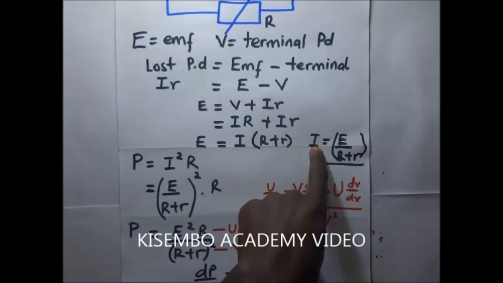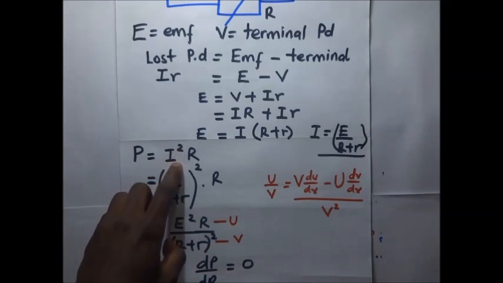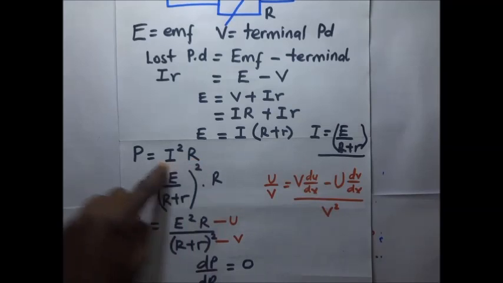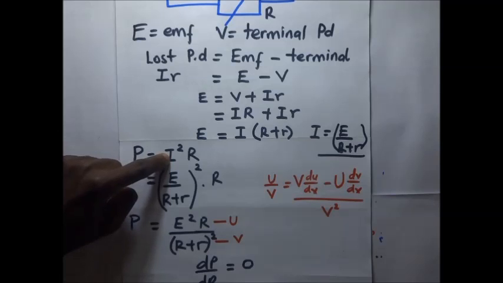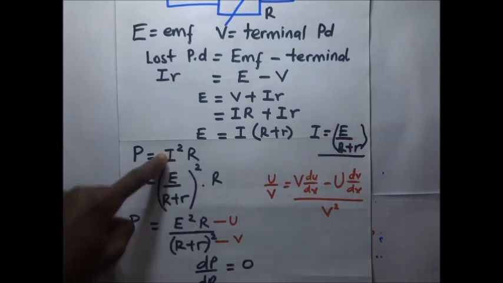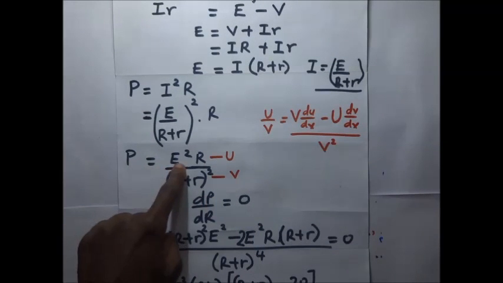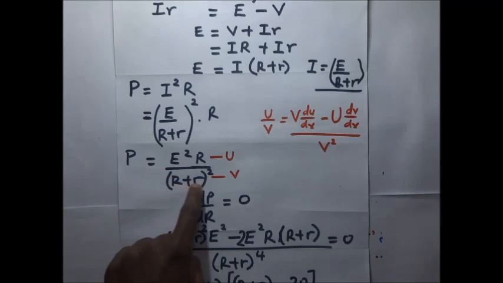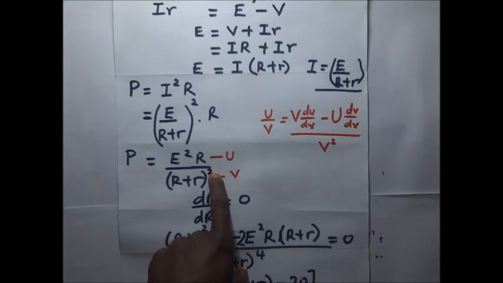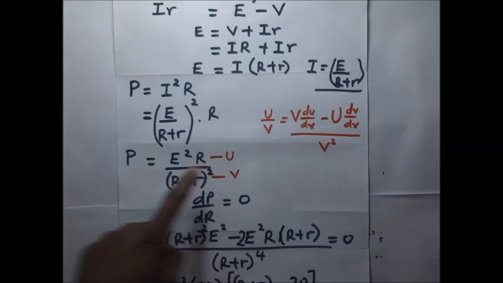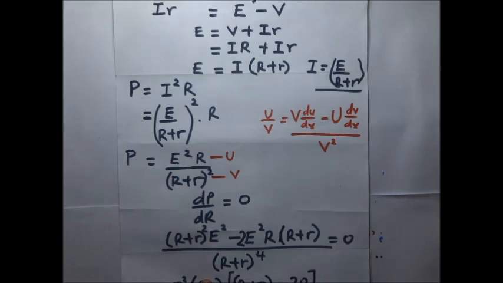So the formula for power dissipated in a circuit is the square of current multiplied by the resistance. And if we substitute for the value of I here, we end up with power being equal to E squared R, divided by R plus r in brackets squared. So since we are trying to derive the maximum power theorem, it means that for power to be maximum, we simply have to differentiate this whole expression.